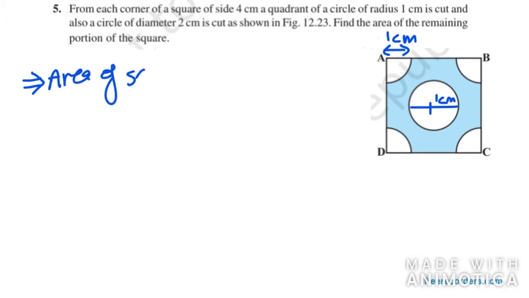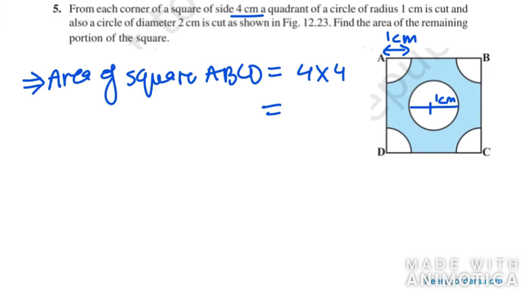Area of square ABCD. It is 4 into 4 as given in the question. It says square of side 4 centimeter. That means 16 centimeters square.